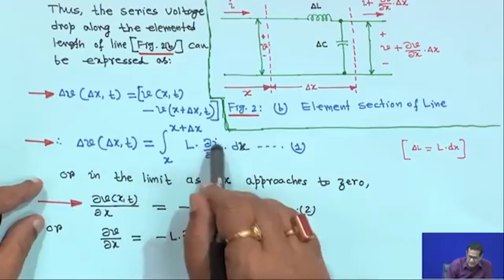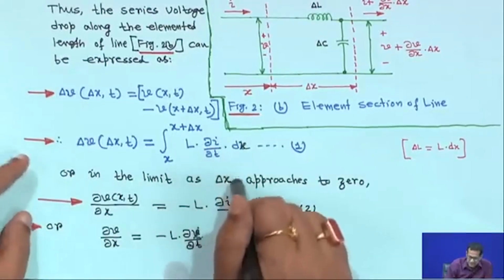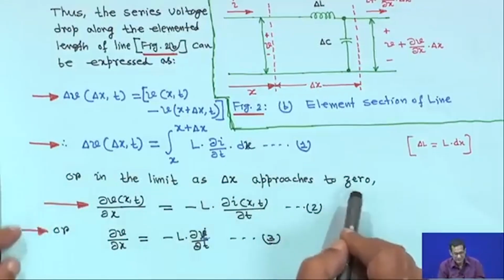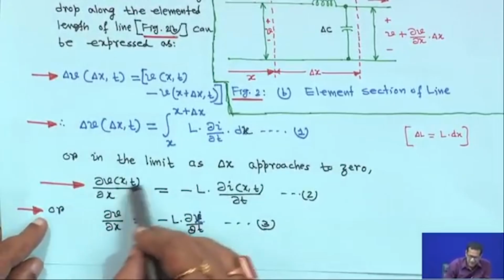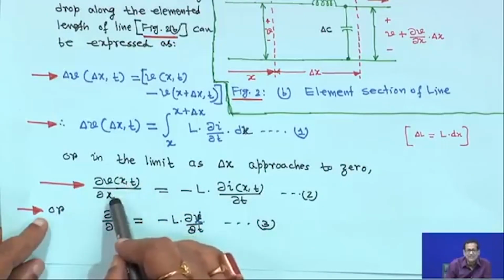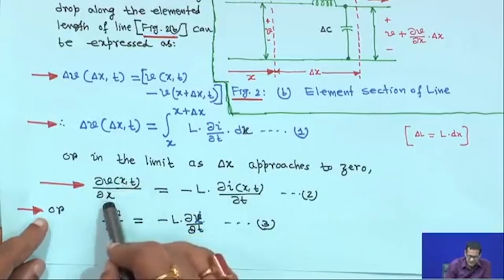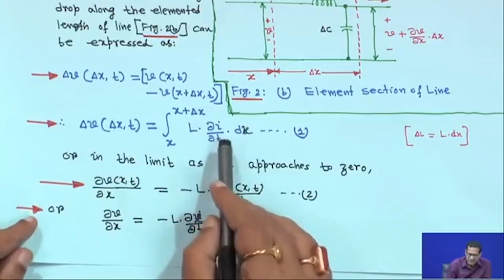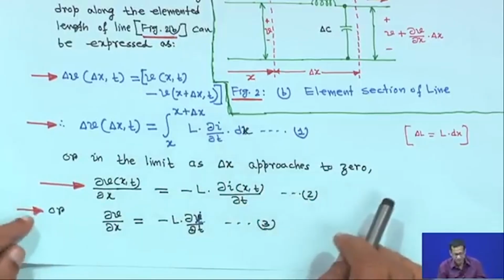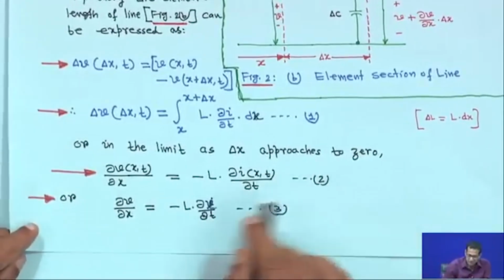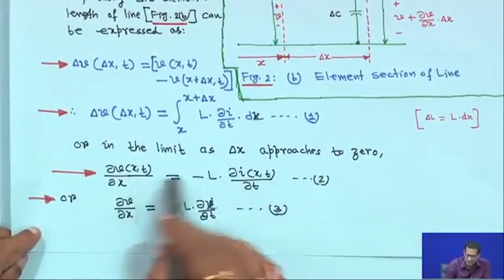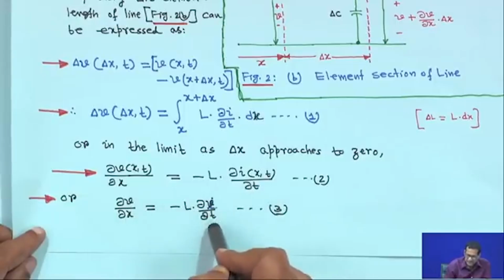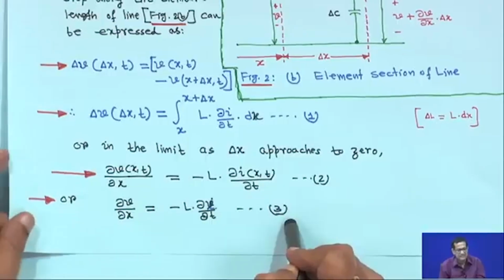So, it is L dI/dt times dx. In the limit as delta x approaches 0, you can write this as a function of t, but you can directly write del v del x, it is understandable: del v(x,t) del x is equal to minus L del I(x,t) del t. Why this minus sign is coming, I will come to that later. So, del v del x is equal to minus L del I del t, that is equation 3.